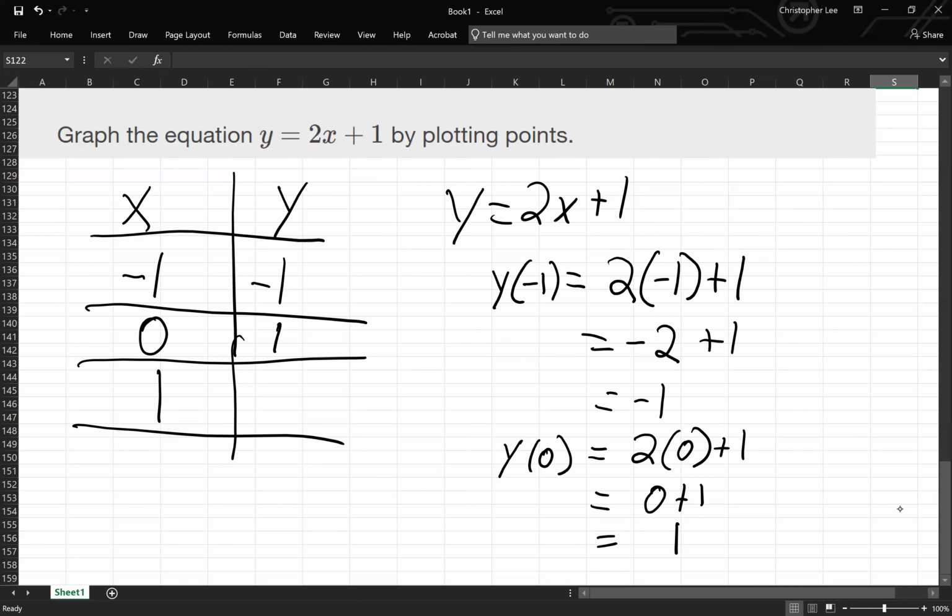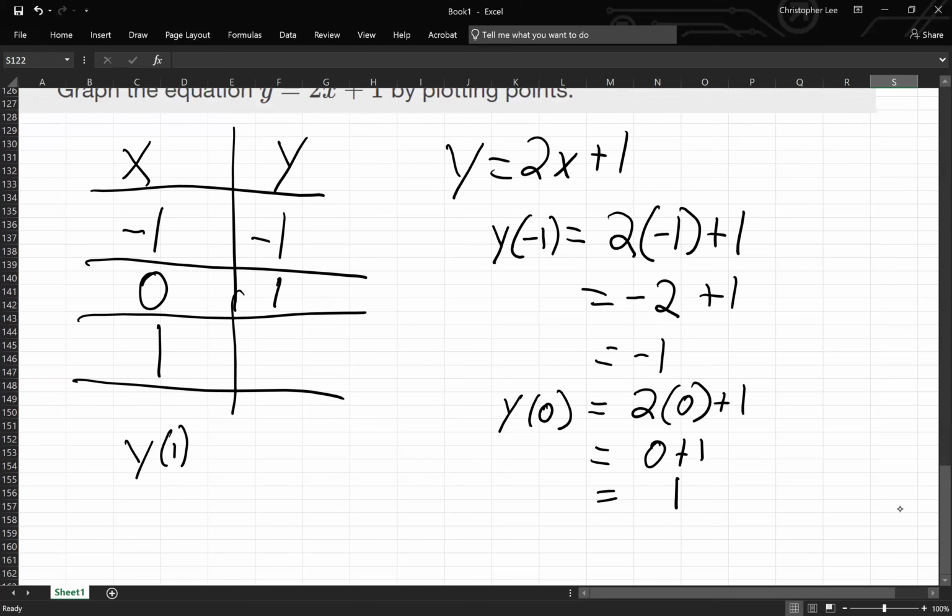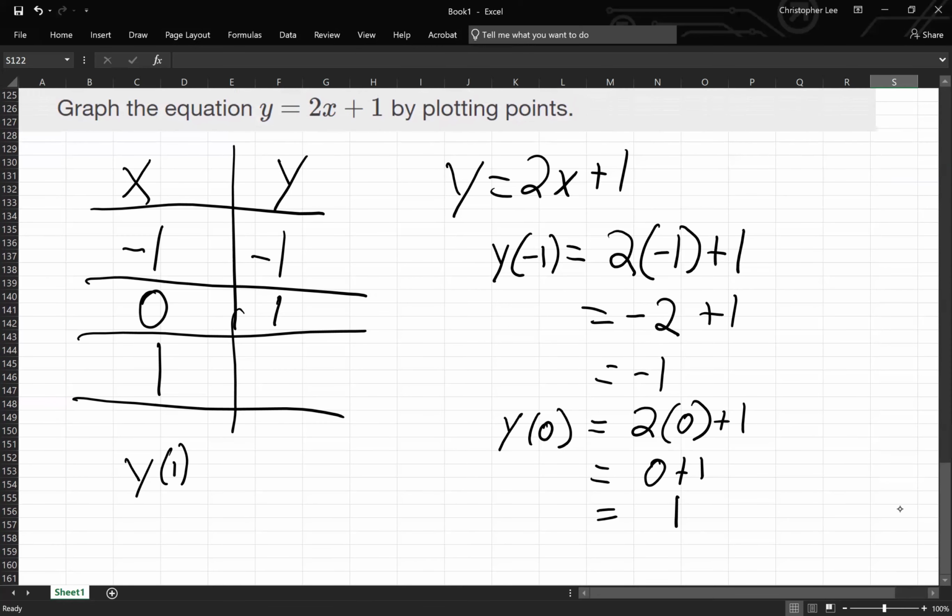All right, last one. So I'm gonna do it over here. I want y of 1. Pull it up right here so you can see it. So I want y of 1. What am I gonna do? I'm just gonna plug in 1. So 2 times 1 plus 1. Let's do the math on that. 2 times 1 we know is 2, plus 1. Call that 3.